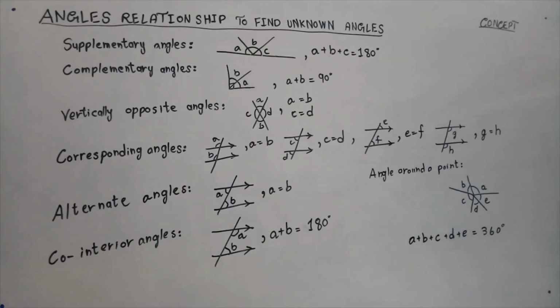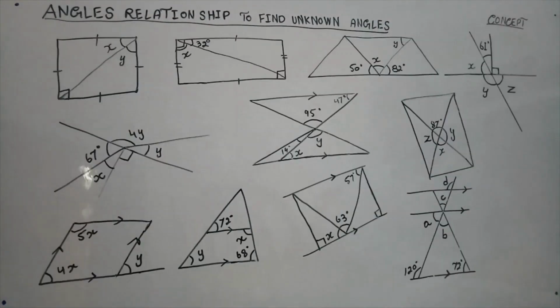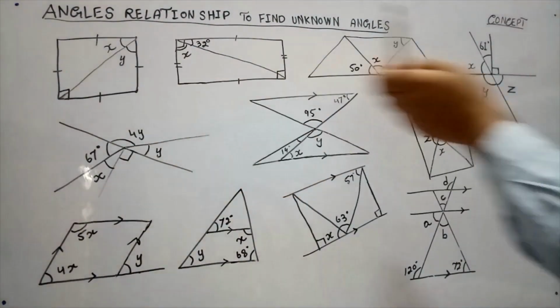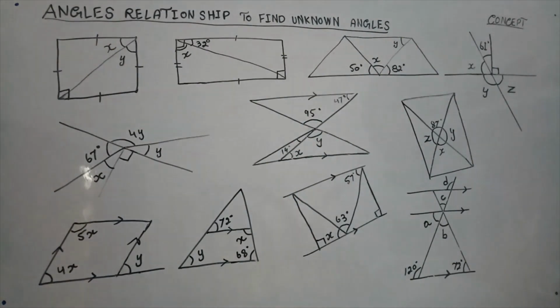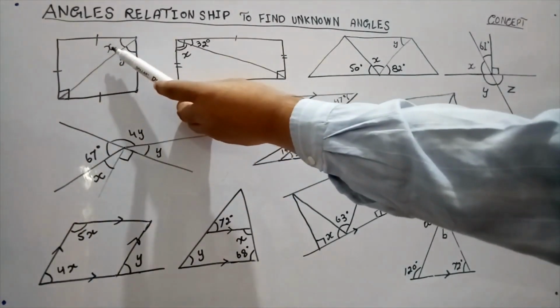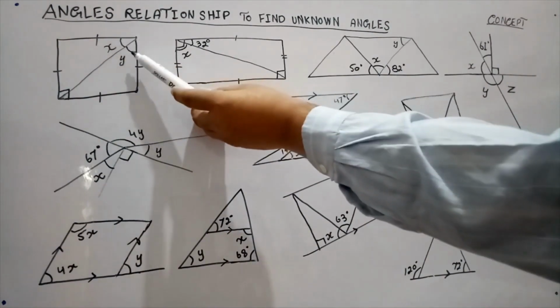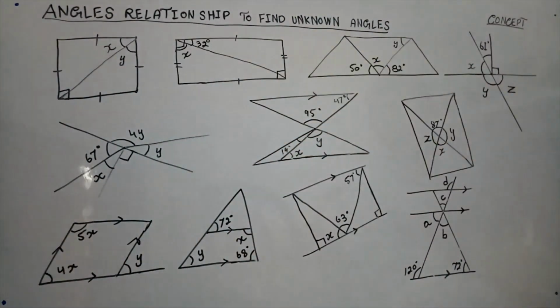Now we will see questions related to it and solve them. I have drawn many diagrams here, so we have to use the relationships and angle facts to solve these problems instead of using tools and a protractor. Let's solve the first one. Here we have to find the X angle, which is this one, and the Y angle, which is this one.